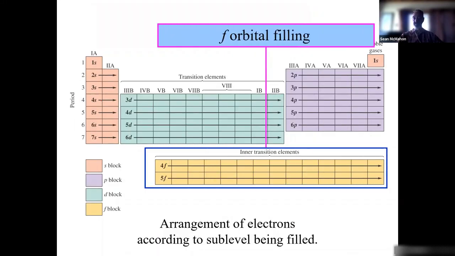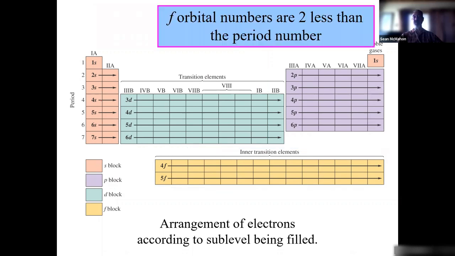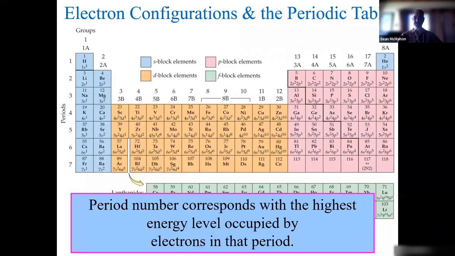The F orbital fills up 2 less. So you would start with 6S and then drop down to 4F and go across. Then you would come back up, go 5D, and then go across 6P. Now, what you can use to help you is the atomic number on the periodic table. So that's pretty much the best way to do it, using the periodic table.